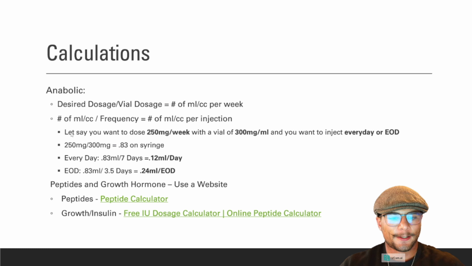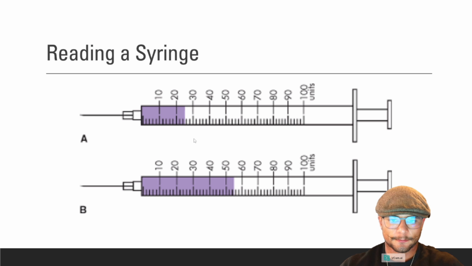So let's put this into words. Let's say you want to dose 250 milligrams per week and you have a vial that is 300 milligrams per milliliter. And you also want to inject every day or every other day. So you take that 250 milligrams per week, divided by that 300, and that would mean that you draw out 0.83 milliliters on the syringe. So looking back, it would be here, in between the 2 and the 4. Just hit it the best you can. Sometimes they have a tick mark here, sometimes they don't. You can just kind of guess once it gets to that kind of point.